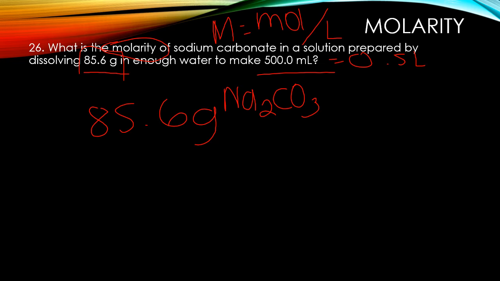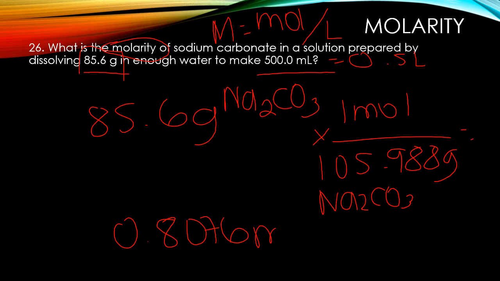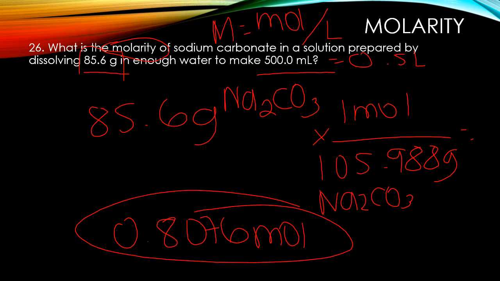And we are changing this mass to moles. So up top, 1 mole. At the bottom is the molar mass of sodium carbonate, which is 105.988 grams. And that tells us we have 0.8076 moles. And we're going to need that number.